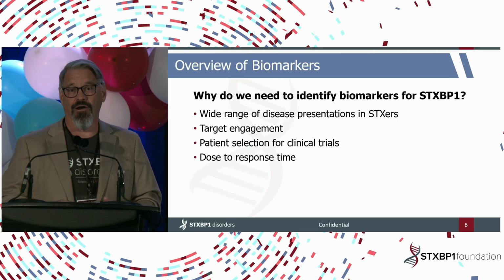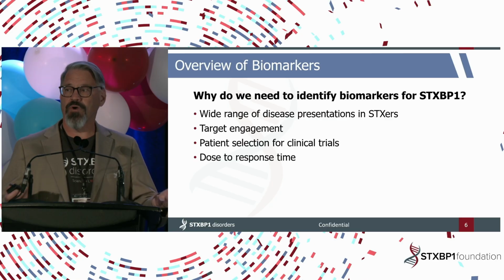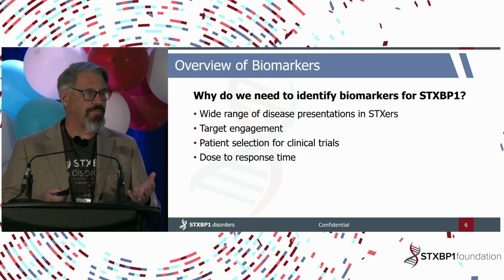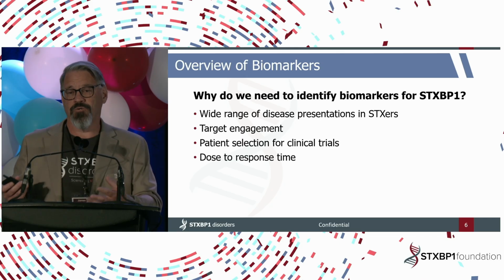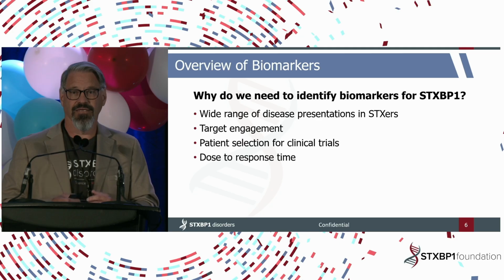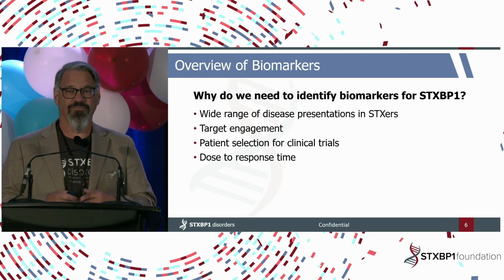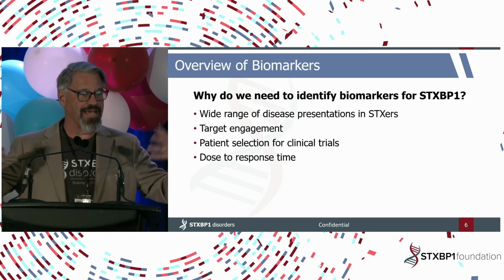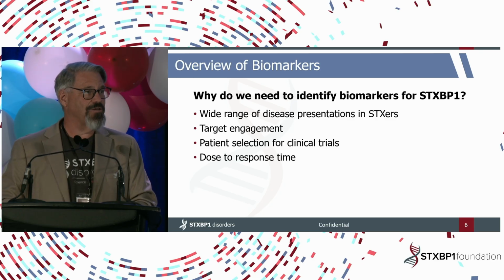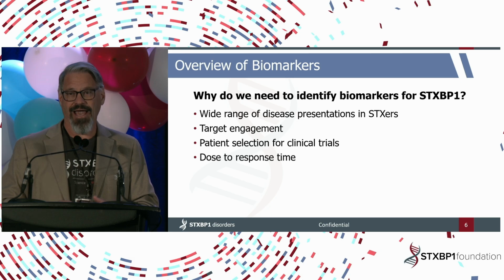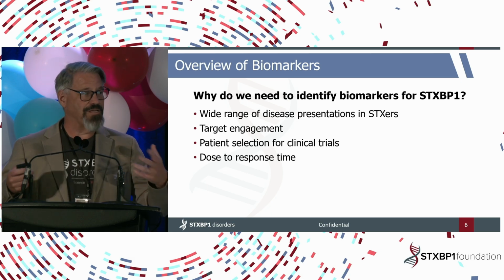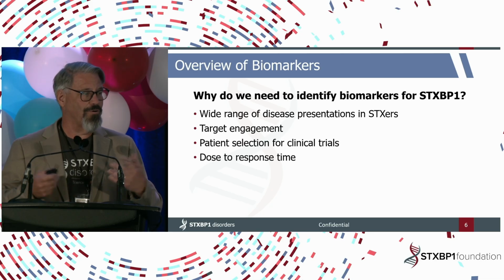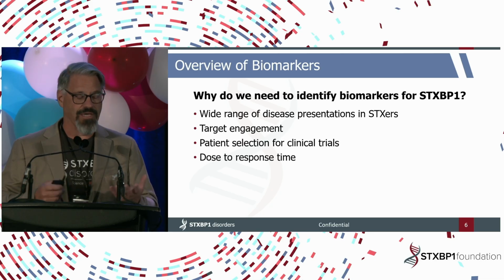Another is what's called target engagement. All drugs target something, that's how they work. And a biomarker can be utilized to determine if a drug is actually hitting the target. So if your target is, for example, targeting the gene for STXBP1 to make more STXBP1, then a good biomarker might be, can you measure an increase in STXBP1 in some sort of fluid or part of the body that you can assess?